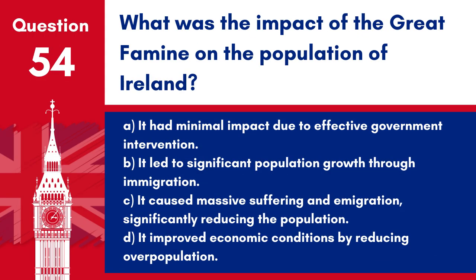Question 54. What was the impact of the Great Famine on the population of Ireland? A. It had minimal impact due to effective government intervention. B. It led to significant population growth through immigration. C. It caused massive suffering and emigration, significantly reducing the population. D. It improved economic conditions by reducing overpopulation.